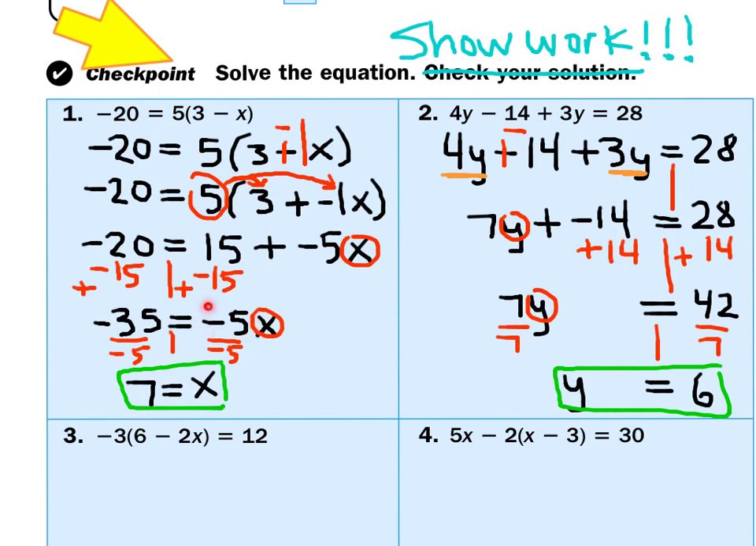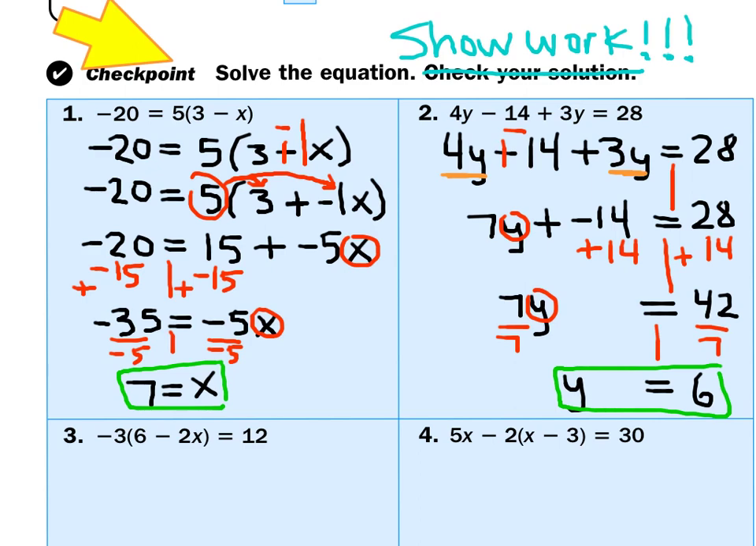Remember, you're trying to get rid of that negative 5 right here in front of the x, and the only way to do it is to divide both sides by negative 5. So now you simplify. Negative 35 divided by negative 5 makes positive 7. Let the equal sign come down, and then remember, negative 5 divided by negative 5 creates that invisible 1 in front of the x, and just bring the x down.